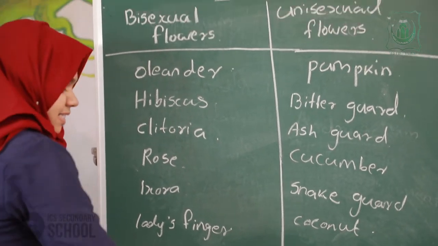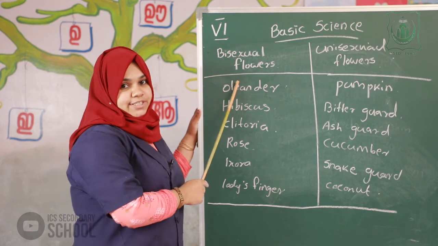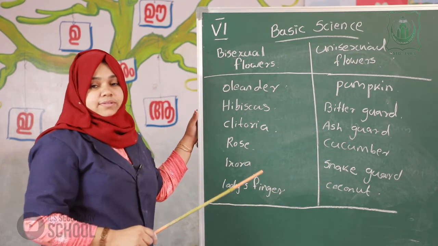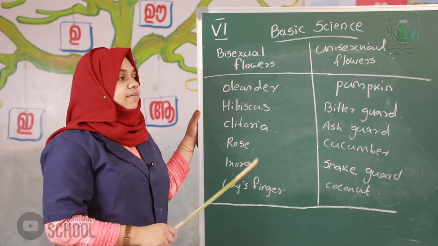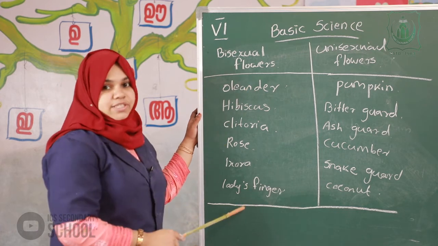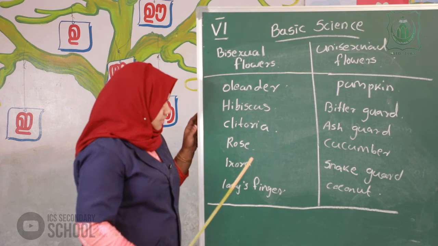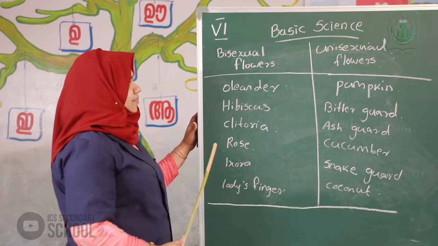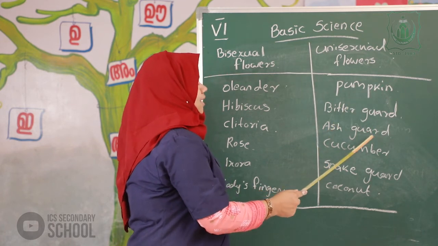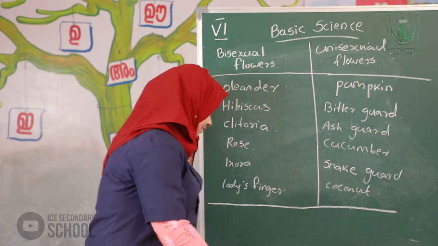So, flowers having both androecium and gynoecium are known as bisexual flowers. Flowers having gynoecium and androecium in separate flowers are known as unisexual flowers. So, what are the bisexual flower examples? Oleander, hibiscus, clitoria, rose, ixora, lady's finger. Then unisexual flowers, what are the examples? Pumpkin, bitter gourd, ash gourd, cucumber, snake gourd, coconut.